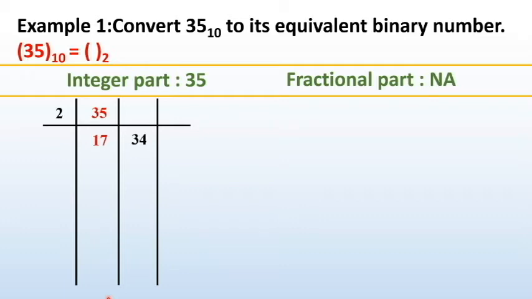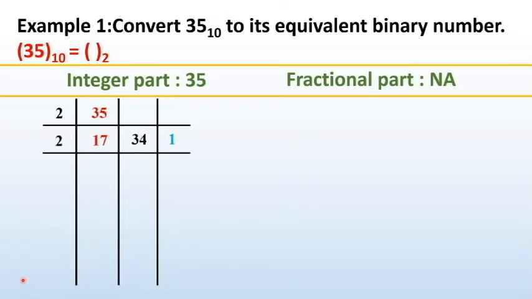So our new quotient is 17. 35 minus 34 gives us the remainder, which is 1. So 17 is our new quotient. Now we have not reached it, we have to keep dividing until we get the quotient as 0. So we will divide again by 2.